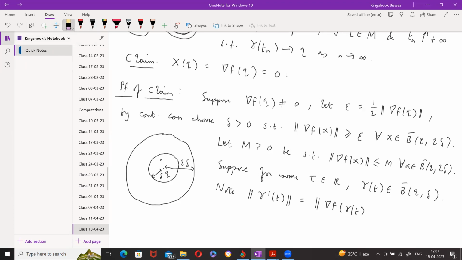Actually, let me take this to be the maximum of the norm of grad f on the whole manifold. Oh, I shouldn't use m here. Let me use c. Sorry. So then the speed of the integral curve is less than c, right?